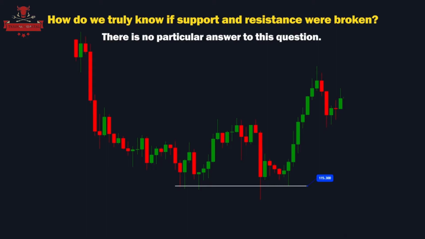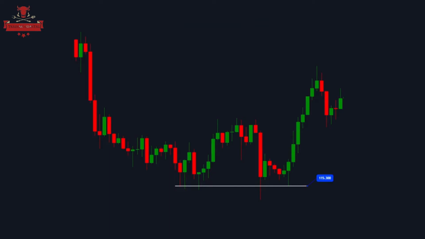Some argue that a support or resistance level is broken if the price can actually close past that level. However, you will find that this is not always the case. Let's take our same example from above and see what happened when the candle closed below the 115.3 support level. In this case, the price had closed below the 115.3 support level but ended up rising back up above it.